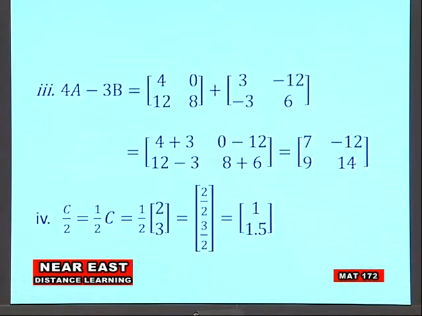The last example is C over 2. C over 2 is just saying half of C. Half of C is 1 over 2 times C. So this is saying multiply each entry by 1 over 2. So 1 over 2 times 2, which will be 1, and 1 over 2 times 3, which is 3 over 2, which is 1.5. So this is the scalar multiplication.